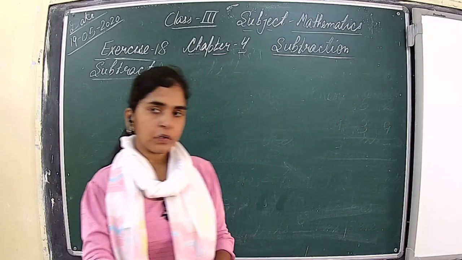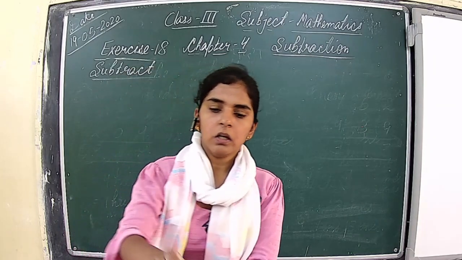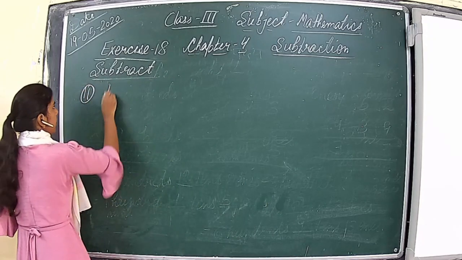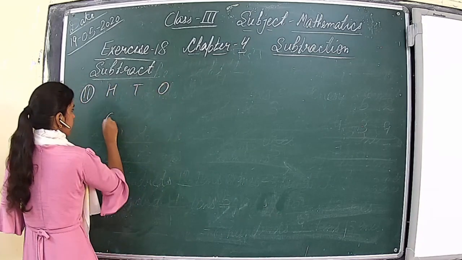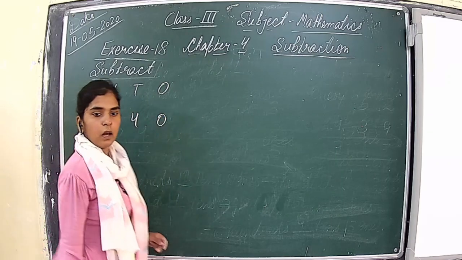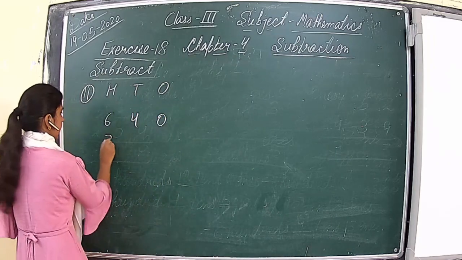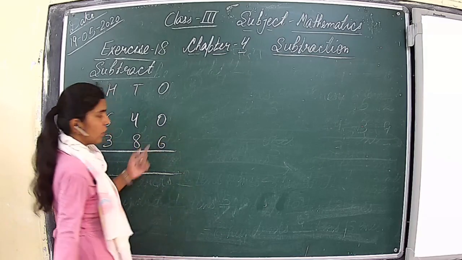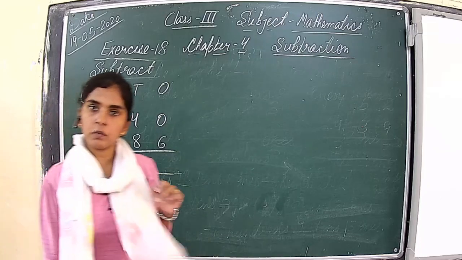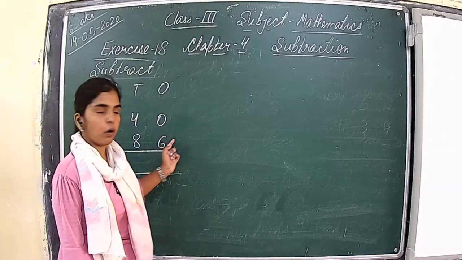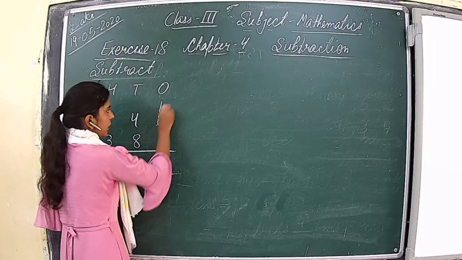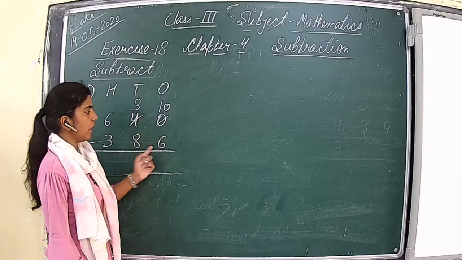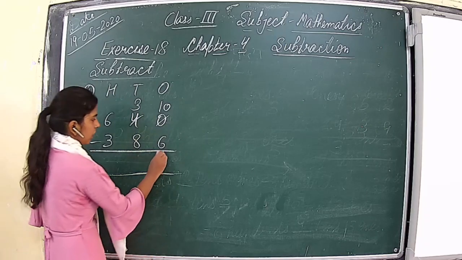You have to solve every question in your notebook, okay? Question number 11 is 640 minus 386. 0 minus 6 is not possible because 0 is smaller. So 0 will take one borrow and then 0 will become 10 and this 4 will become 3. Okay. 10 minus 6 is equal to 4.